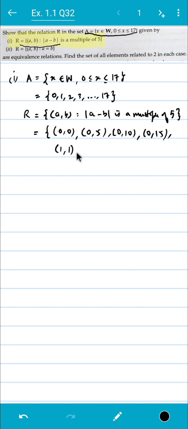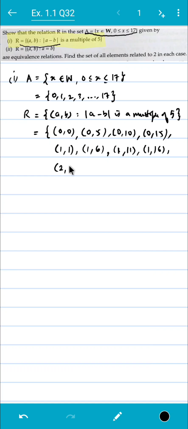Then we come to 1. (1, 1) will belong to R, because 1 minus 1 is 0, again a multiple of 5. Then (1, 6) will belong to R, because 1 minus 6 is minus 5, and the modulus is 5, also a multiple of 5. Then even (1, 11), and then (1, 16). Are there any more? No. Next, let's try with 2.